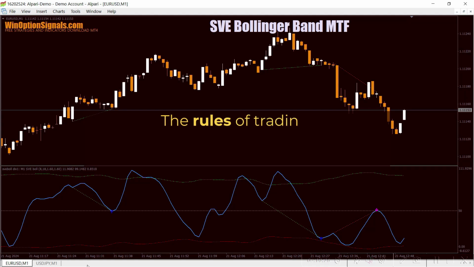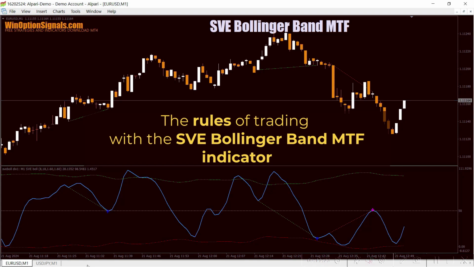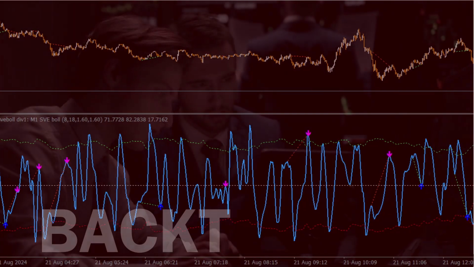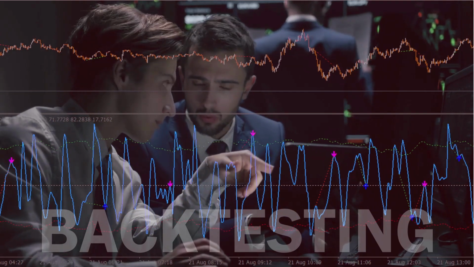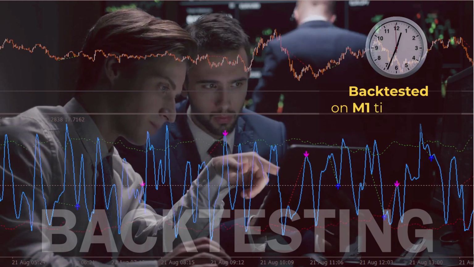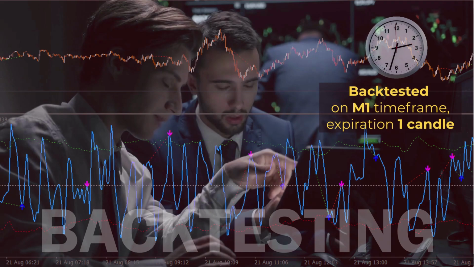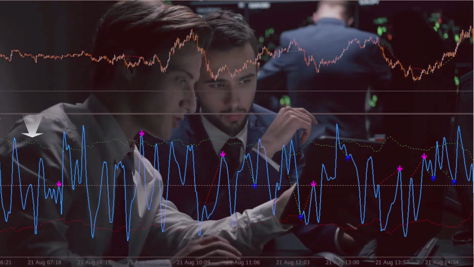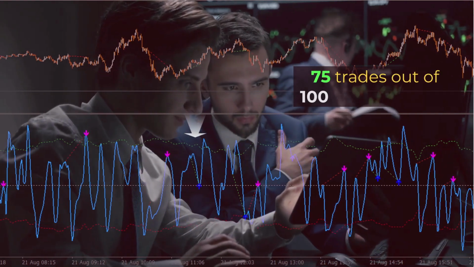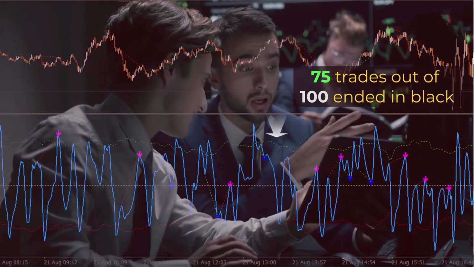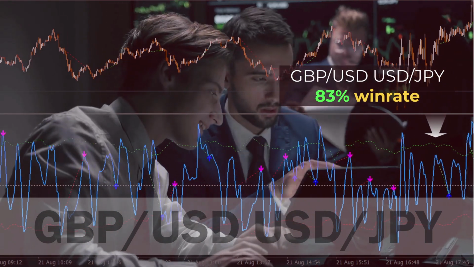So let's now consider what are the basic rules for trading binary options using the SVEB MTF strategy. We tested the operation of this indicator for trading binary options on several currency pairs, using a minute time frame and an expiration of 1 candle. The results were very unexpected. Pink and blue arrows brought profit in 76 cases on samples of 100 transactions. And the Japanese yen and pound gave a win rate of 83%.